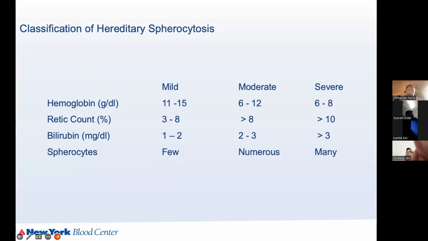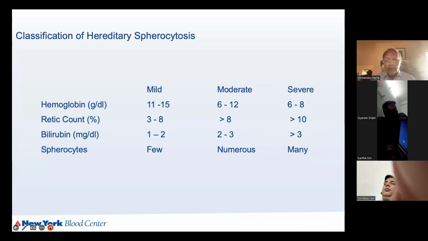In terms of classification, one thing I want to mention is that in all these red cell membrane disorders, the phenotype is very variable. So the anemia can be mild, moderate, or severe depending on the circulating hemoglobin levels. Mild being 11 to 15, moderate 6 to 12, and severe being 6 to 8. Going along with the severity is the retic count, where in mild disease it's 3 to 8%, whereas in severe it can be more than 10% reticulocytosis. And the same thing with bilirubin levels increasing with increasing severity.